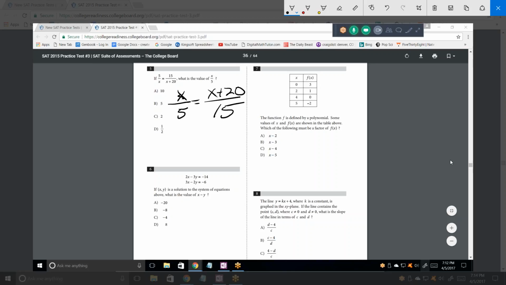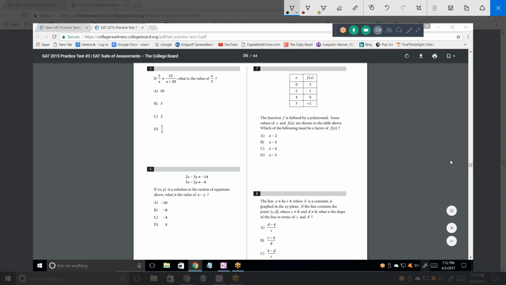Or does it? No, it doesn't, because I've got x's on both sides. So no, the only way I can even think of solving it is by solving it for x. Sometimes it looks like there's a shortcut to some of these problems.